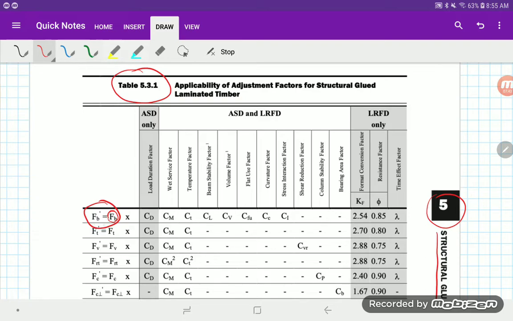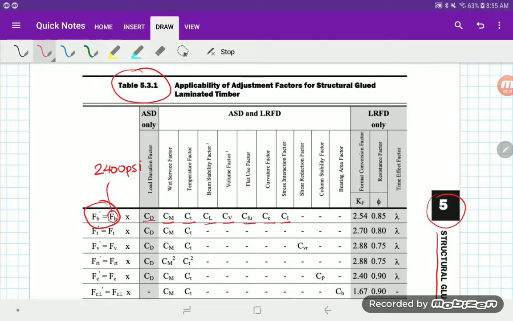So to go from our reference value, which is the number we looked up in the table, 2400 psi in this problem, we need to multiply by all these factors. CD, we've seen that's 1.6, but then we have the wet service factor, so the moisture, temperature, stability, volume, the flat use factor, we have a curvature factor, and we have our interaction factor.